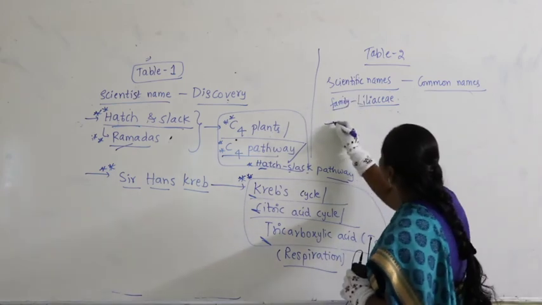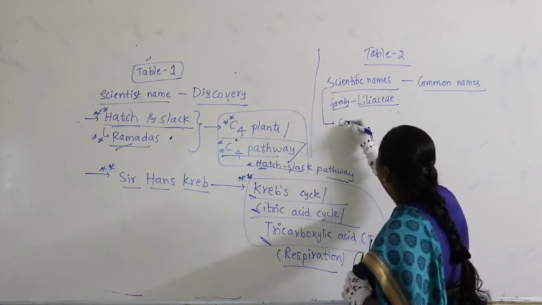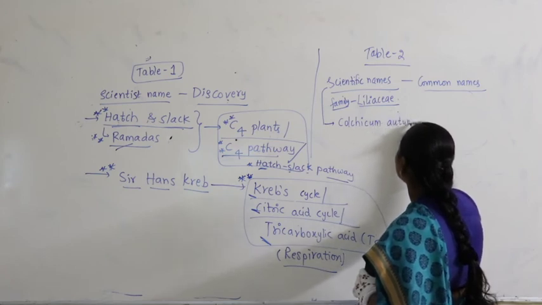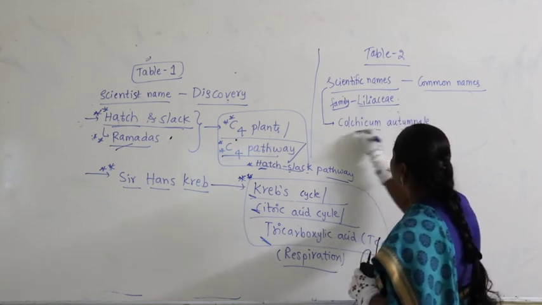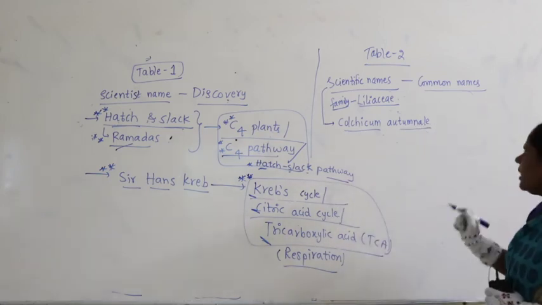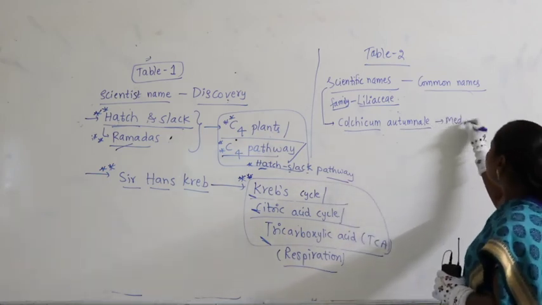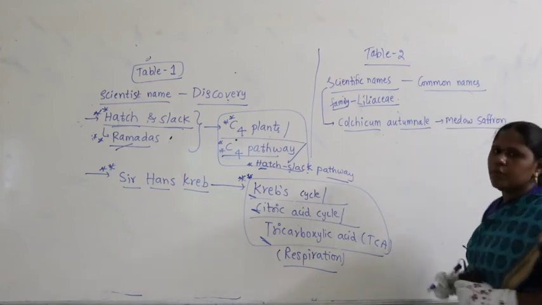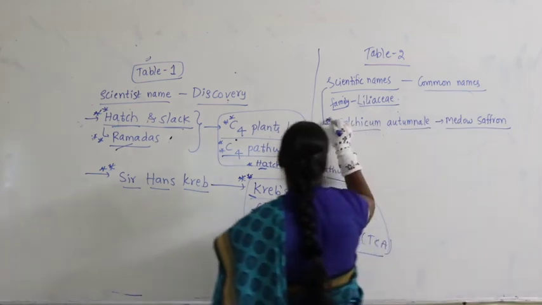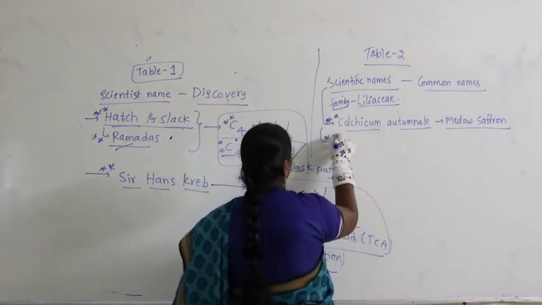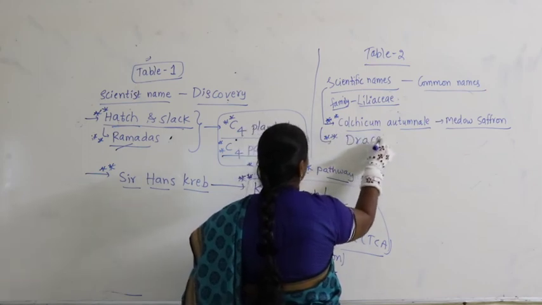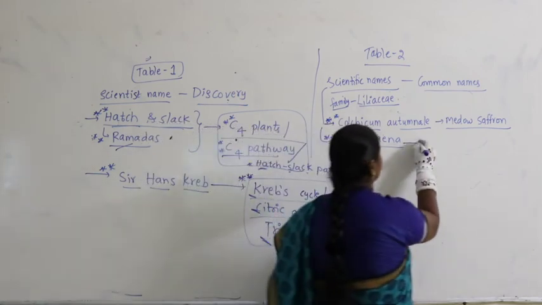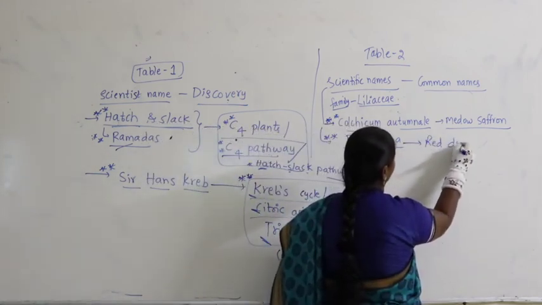Let us continue further. Now, here you can write the next one, Colchicum autumnale. Write down the spelling clearly, and you can also note the pronunciation, Colchicum autumnale. It is commonly called meadow saffron. Now, the other one is Dracena. It is called Dracena. For this, the common name is red dragon.